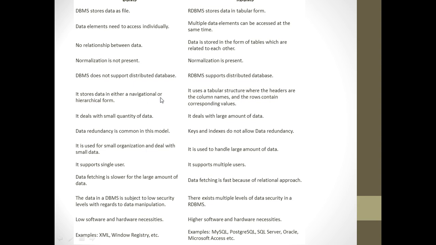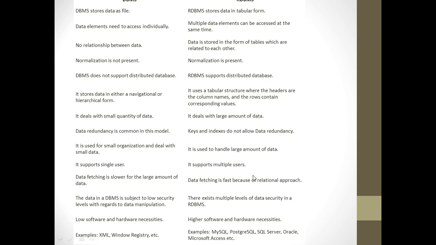DBMS stores data either in a navigational or hierarchical form, but here it uses a tabular structure, which is nothing but a relation. That is why the name relational DBMS. DBMS deals with small quantity of data. Here it deals with large quantity of data. In DBMS, data redundancy might be there. Here it does not allow any data redundancy. DBMS is used for small organization. RDBMS is used to handle large amount of data.